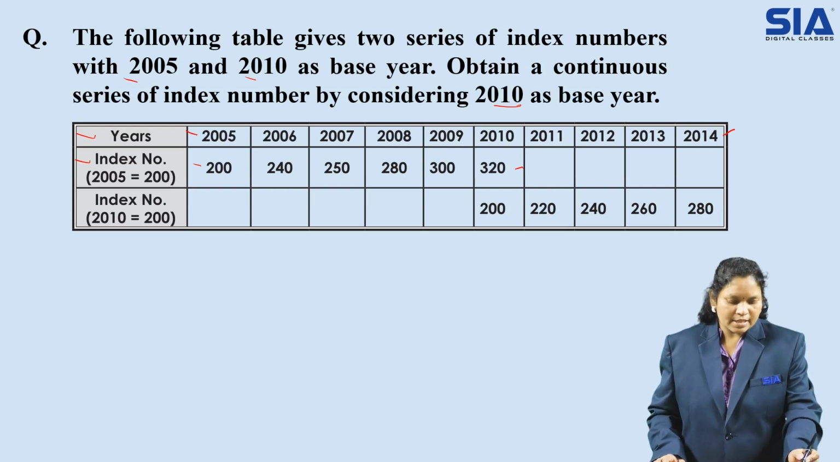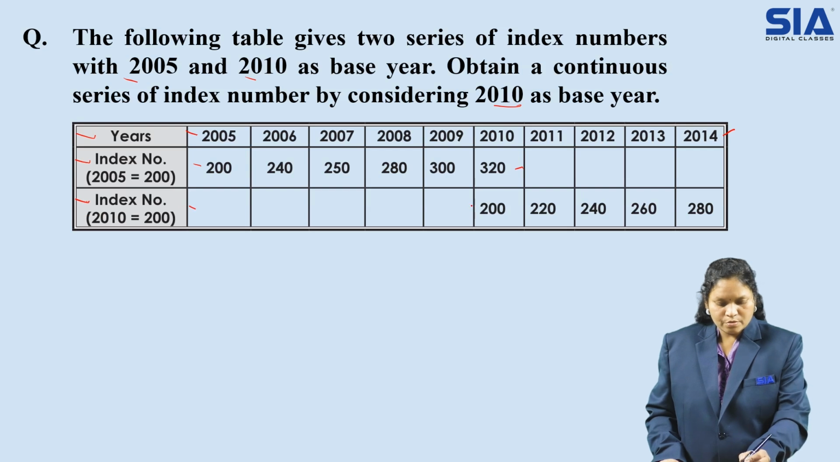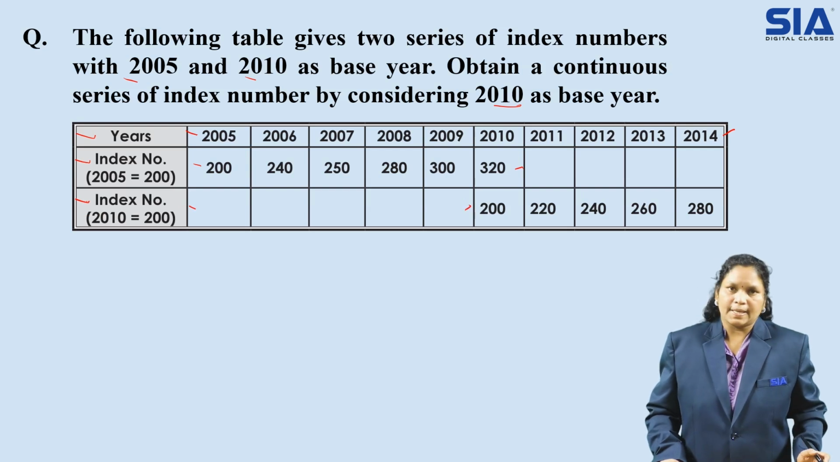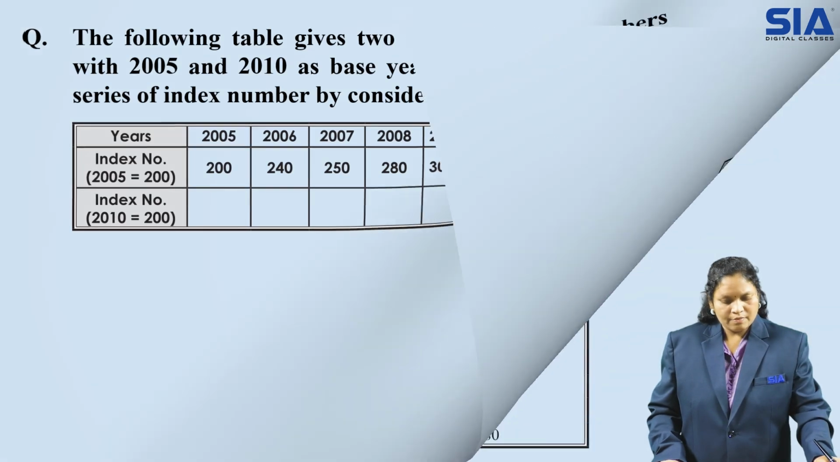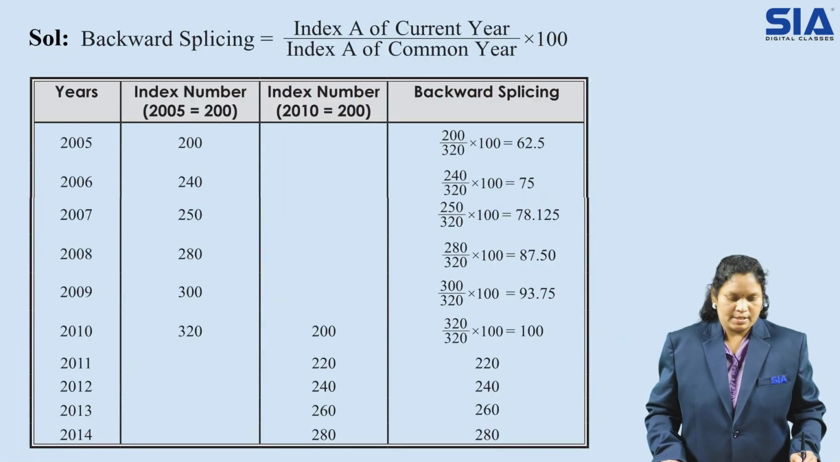Check it out, the second column is also an index number with 2010 as base year. In that one also, check it out, data from 2005 to 2009 is missing. In such situations we have to go for splicing of index numbers. Again, we have two types of splicing in this: backward splicing and forward splicing. In this session let us learn about backward splicing.